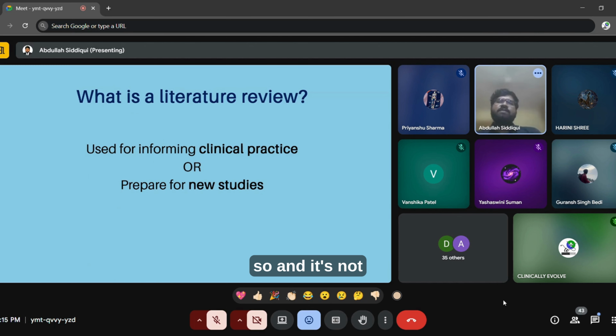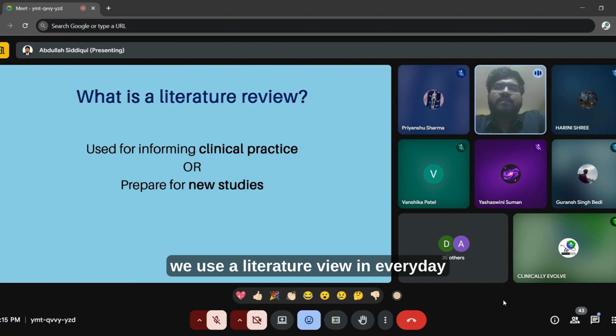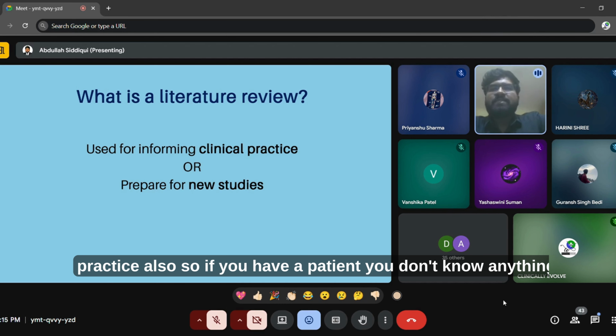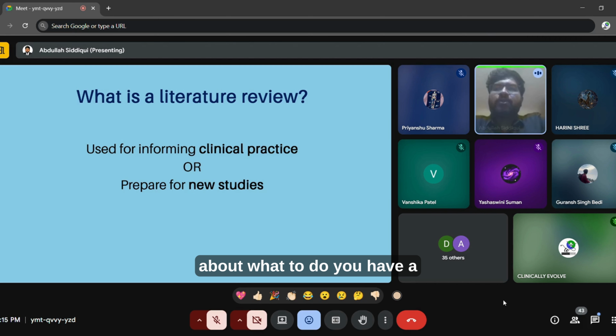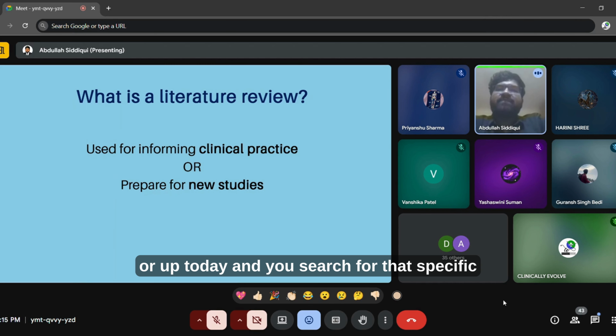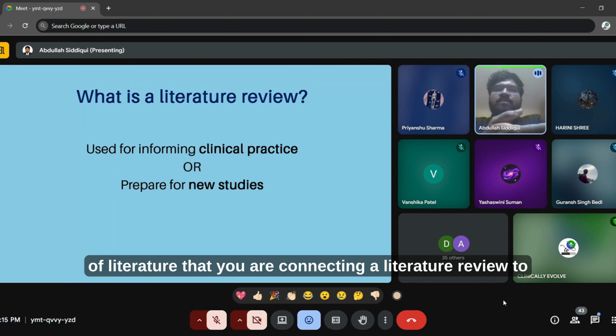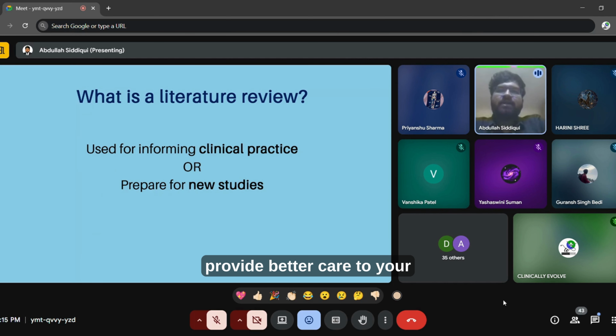And it's not that we use a literature review only for research or only for clinical studies. We use literature review in everyday practice also. If you have a patient and you don't know what to do, a patient who's resistant to a lot of drugs or is not responding to something, you go on Google Scholar or UpToDate and search for that specific scenario. That is also a review of literature: you are conducting a literature review to provide better care to your patient. So it's not just confined to research and your studies.